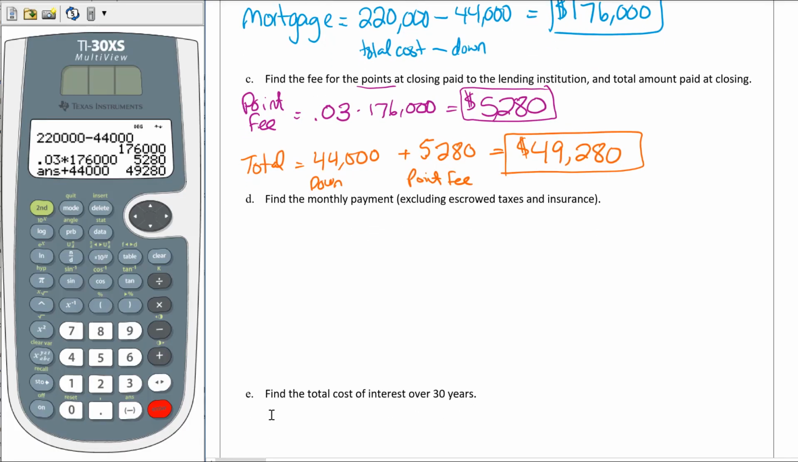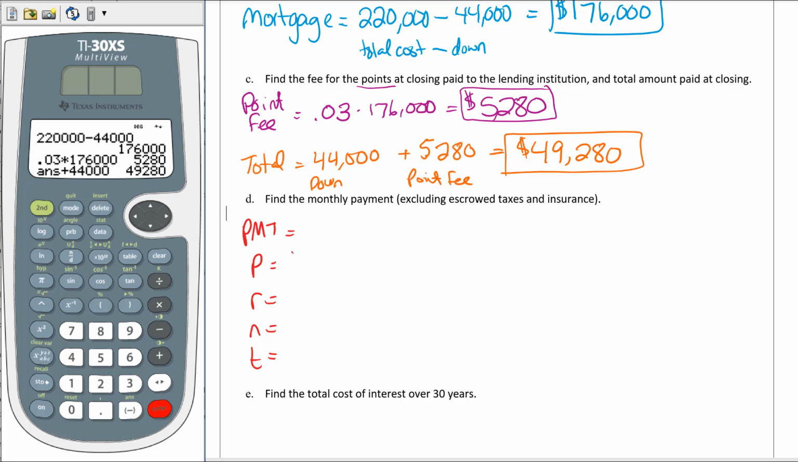Part D says find the monthly payment. So this is the one where we actually use all the formulas. So we have PMT, P, R, N, and T. Now this is excluding taxes and insurance. So when you actually sit down at closing, there's going to be more. They're going to get information from your homeowner's insurance and also the taxes in your area, and they're going to add that into the payment. So we're talking about the payment without all of that extra stuff, just the payment on the interest and the principal.